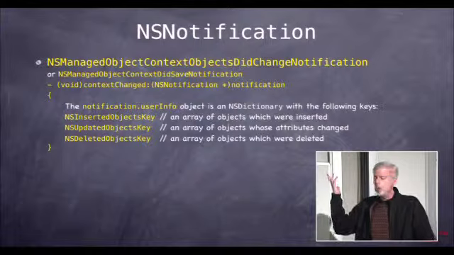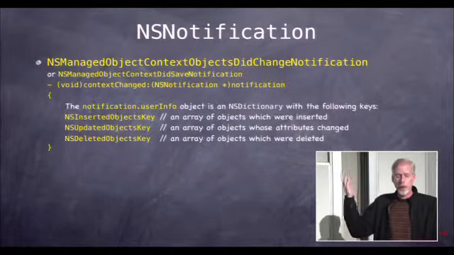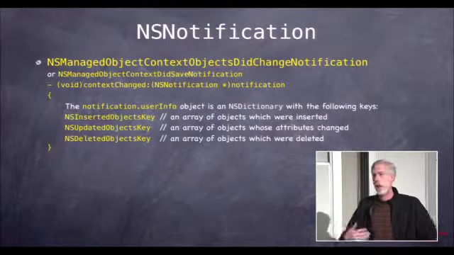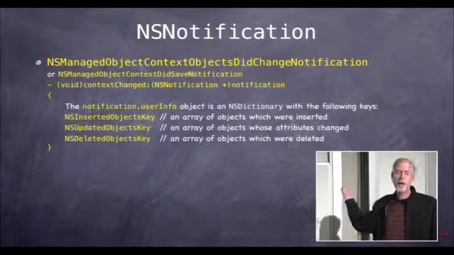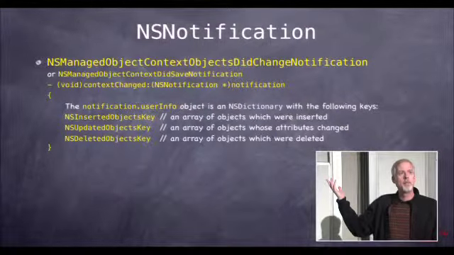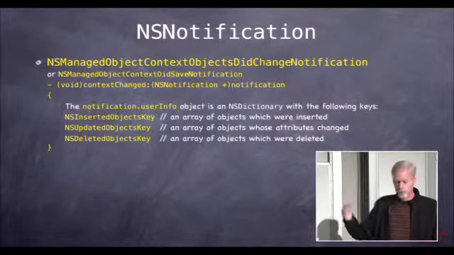Now, how do I know that this notification's userInfo has these? I read the documentation for NSManagedObjectContext, and it says, I broadcast on this radio station, and here are the things that I'll provide you in the userInfo. Got it? It's this documentation thing.